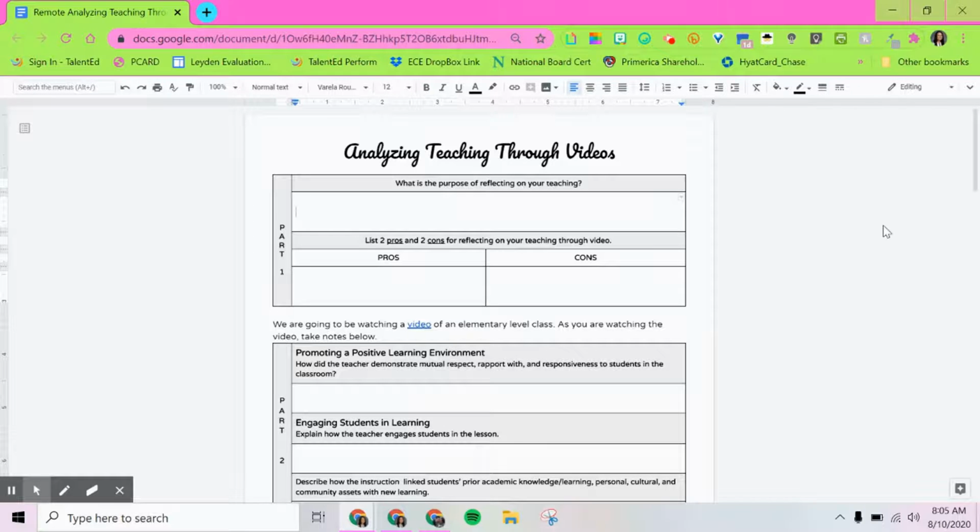And then just think about it. You've probably never done this, but think about 2 pros or 2 positive things and 2 cons or 2 negative things about analyzing your teaching through video. And that's what you do in part 1.